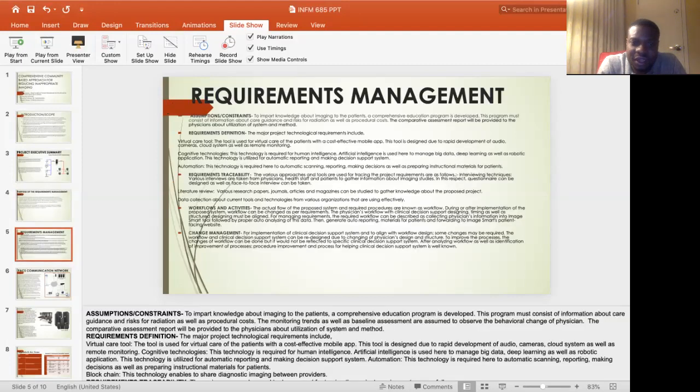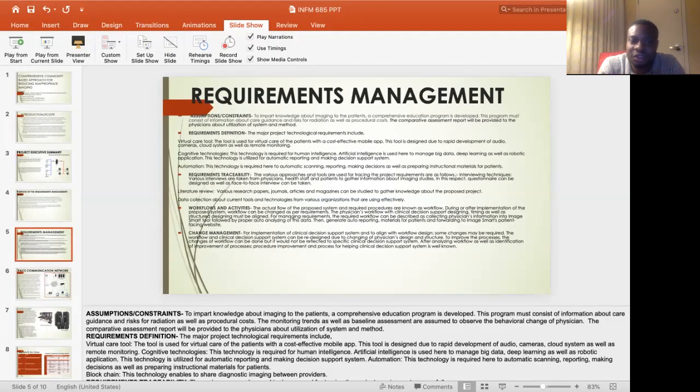In the fifth slide, what I talked about was the assumptions in requirements management. I talked about the assumptions and the constraints, which are to impart knowledge about imaging to the patient. A comprehensive education program is developed. This program must consist of information about care guidance and risk for radiation, as well as procedural costs. The comparative assessment report will also be provided to the physicians about the system utilization.